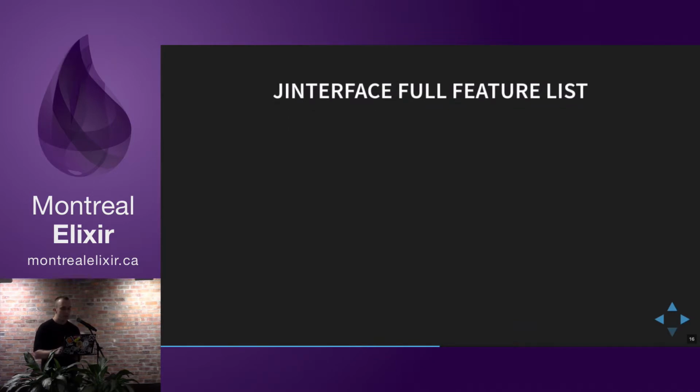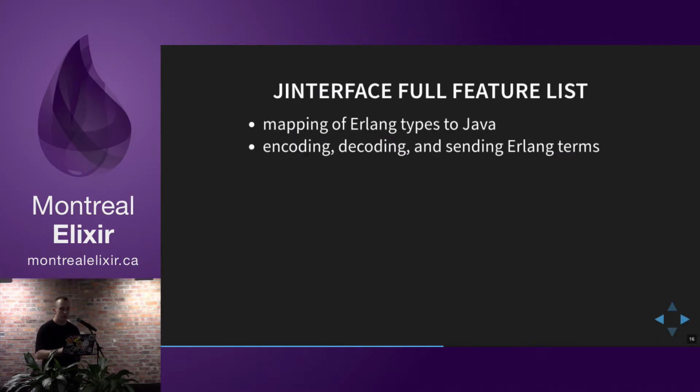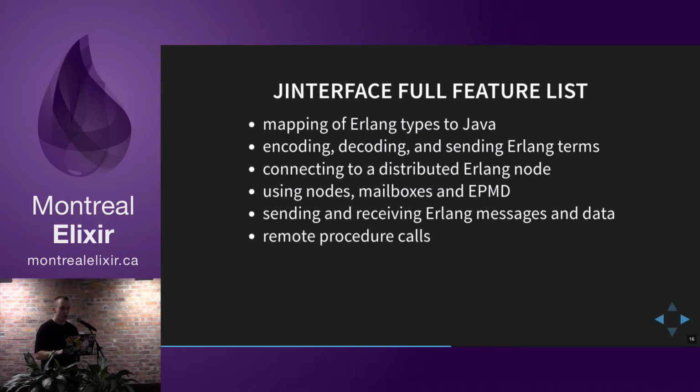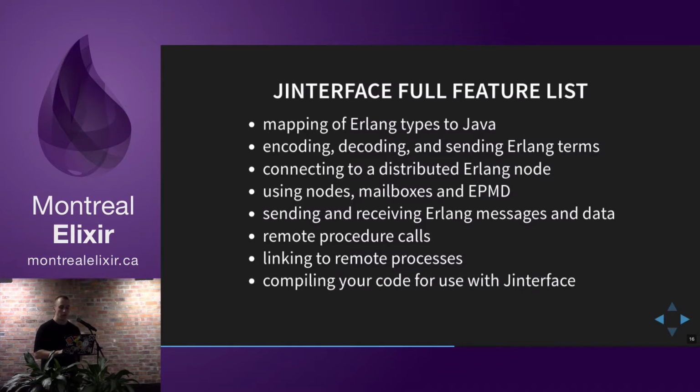For posterity, let's just rip through the full feature list. Mapping of Erlang types to Java, encoding, decoding, and sending Erlang terms, connecting to a distributed Erlang node, using nodes, mailboxes, and EPMD, sending and receiving Erlang messages and data, remote procedure calls, linking to remote processes, compiling your code to use with JInterface, and tracing message flow.